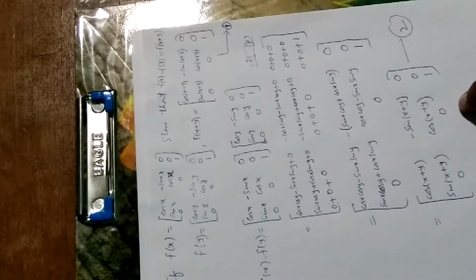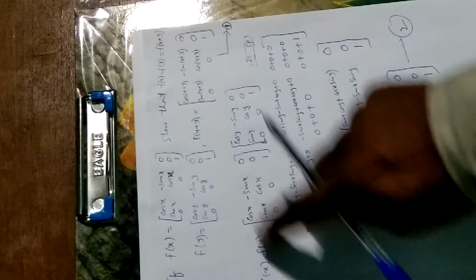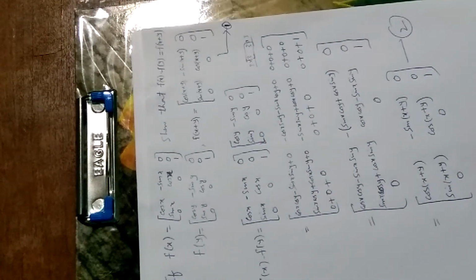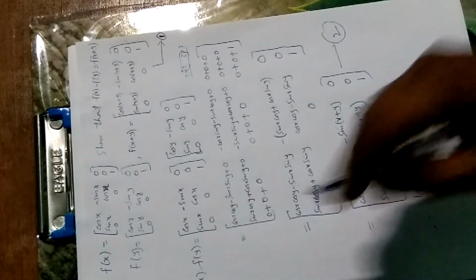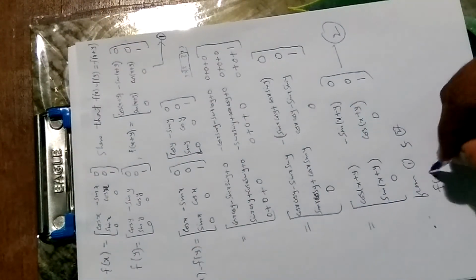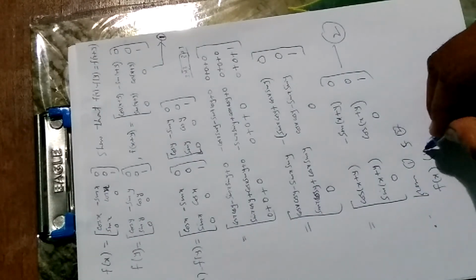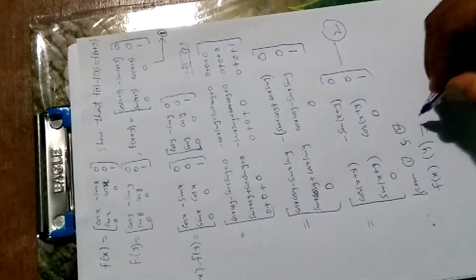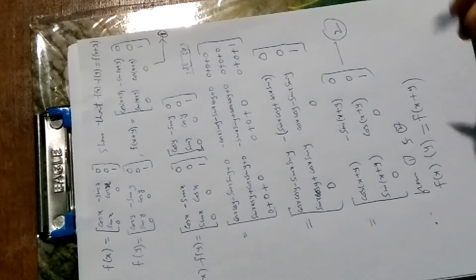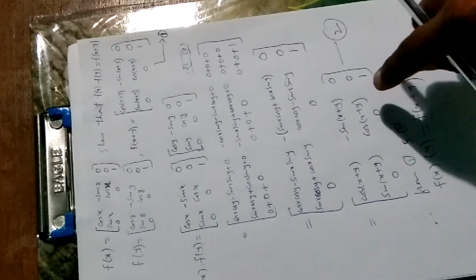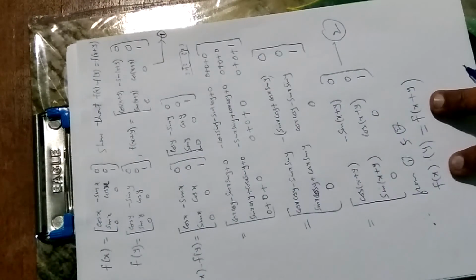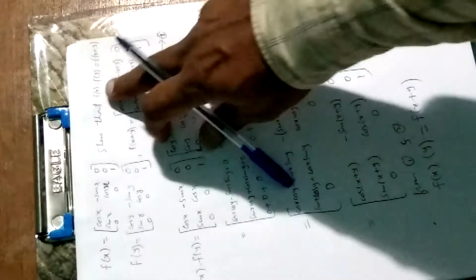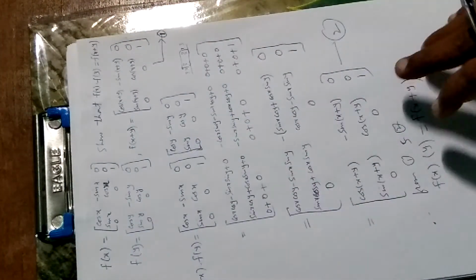So if RHS are equal, then LHS can be equated. Therefore, from 1 and 2, we can say that LHS must be equal: f of x into f of y must be equal to f of x plus y. Because f of x into f of y, we are getting this, and f of x plus y is also the same. Right? Therefore, these two must be equal. Hence, we proved what they asked us to prove. I hope you understood.